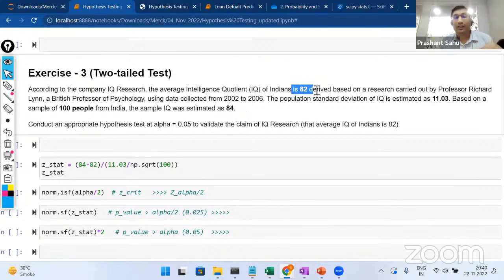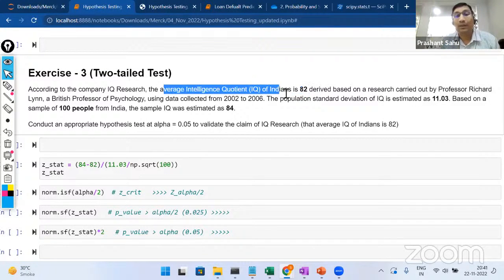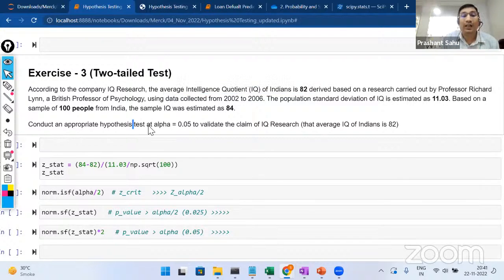The company is claiming that 84 is too high, probably the sample is biased. They think the mean for the population is less than 84, let's say 82. So they are claiming something about the population. A claim is always made about the population mean. Remember that.